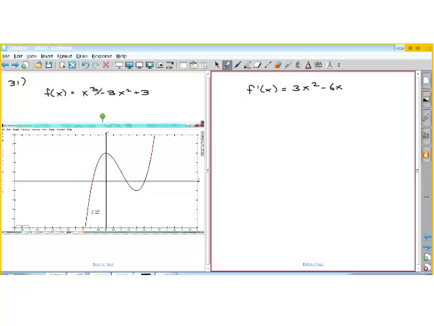So when you take the derivative of this, you get 3x squared minus 6x. Now we're going to set that equal to 0. If we divide by 3, we'll get x squared minus 2x equals 0. Factor out an x, and we get x times x minus 2. So we have two critical numbers.